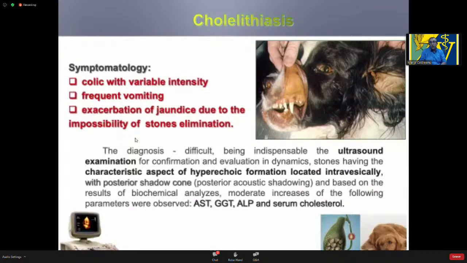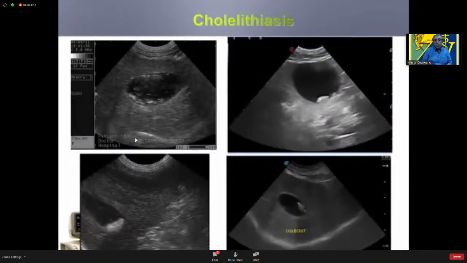And of course, in addition to these, the diagnosis is based mainly on biochemical analysis: important up to moderate increases of the specific transaminase activity, aspartate aminotransferase, gamma-glutamyl transferase, and alkaline phosphatase, and of course, important changes in the level of cholesterol in such cases. As an idea, I would like to present you a few images of cholelithiasis.